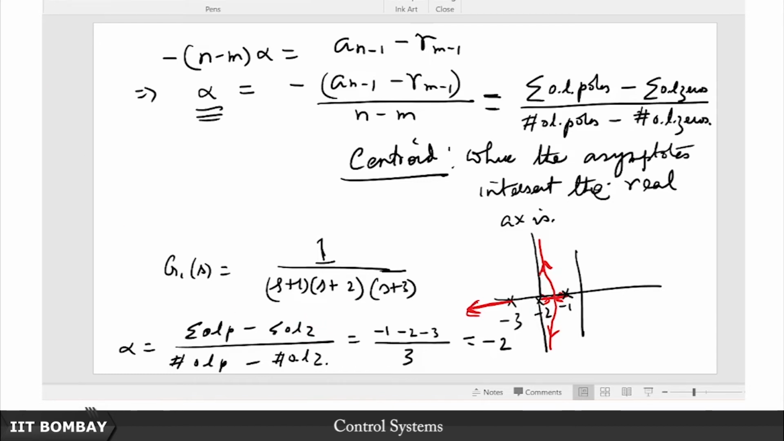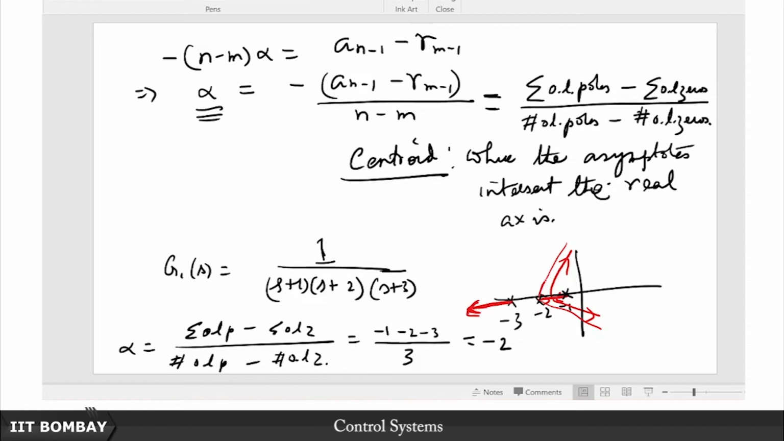Oh, sorry, I made a mistake. This is not going to be along this direction. I actually looked at the other example probably. So the direction is going to be along this. It's going to be 60 degrees and 240 degrees. So actually this root locus is going to go along this and along this. Bad mistake. Hopefully I have corrected it.